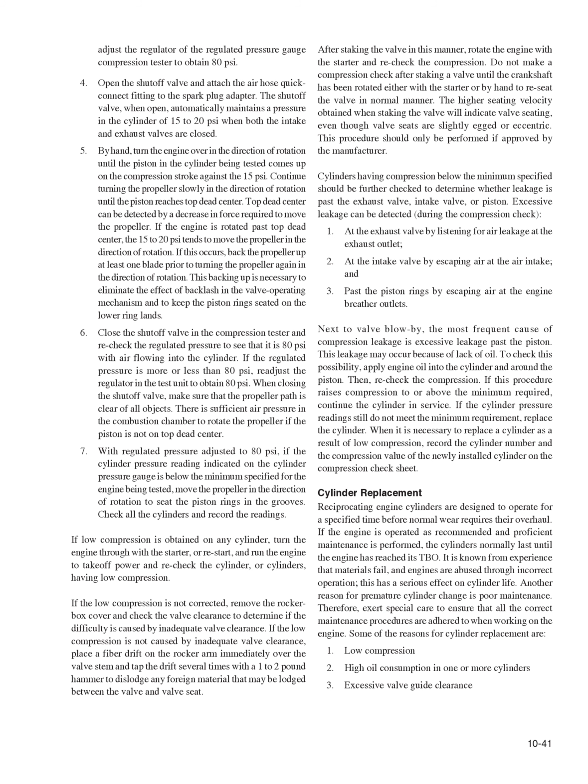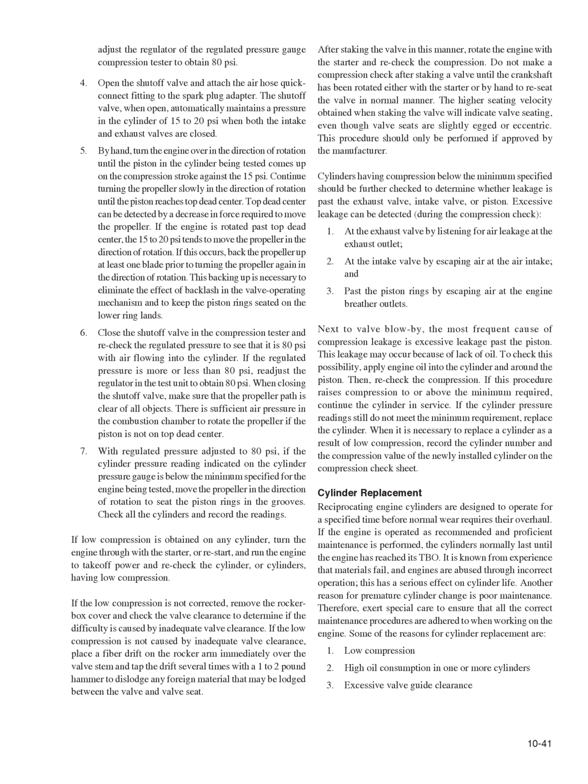The higher seating velocity obtained when staking the valve will indicate valve seating, even though valve seats are slightly egged or eccentric. This procedure should only be performed if approved by the manufacturer. Cylinders having compression below the minimum specified should be further checked to determine whether leakage is past the exhaust valve, intake valve, or piston. Excessive leakage can be detected during the compression check.